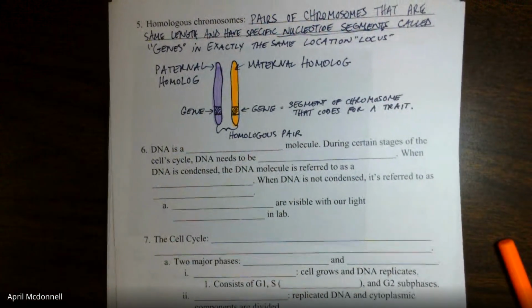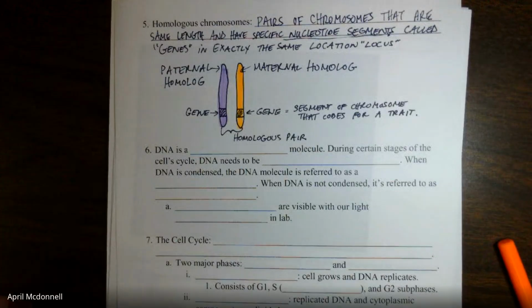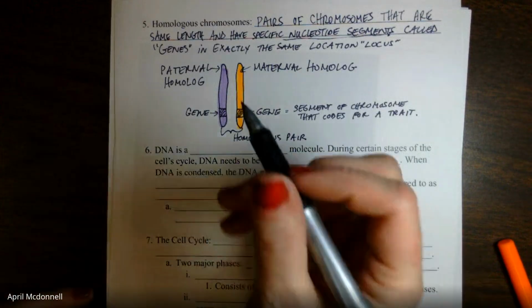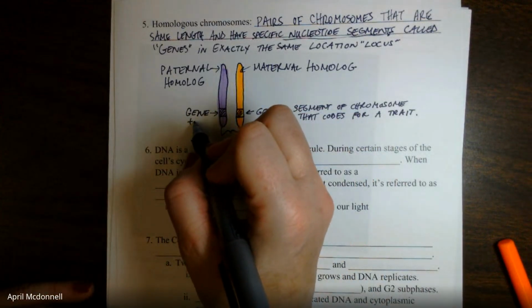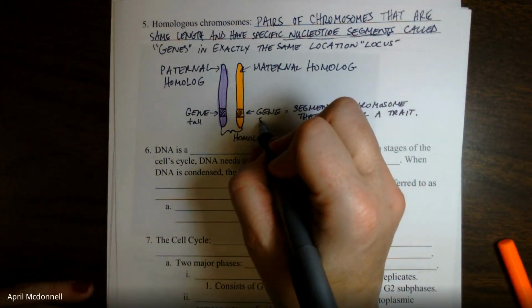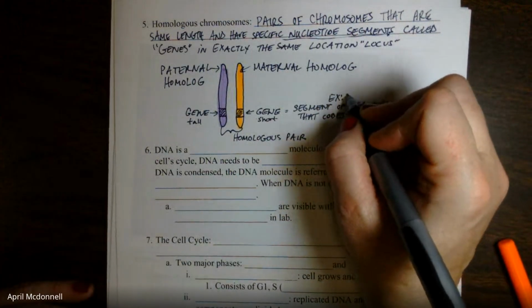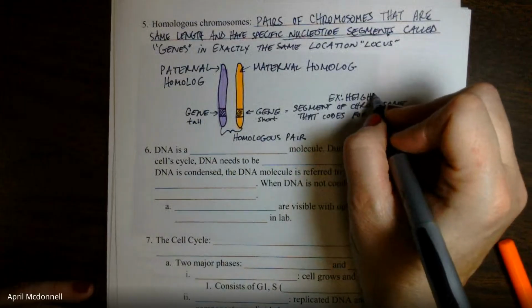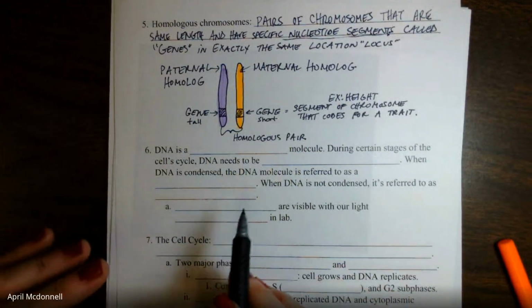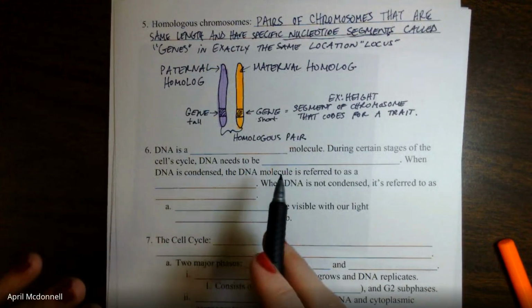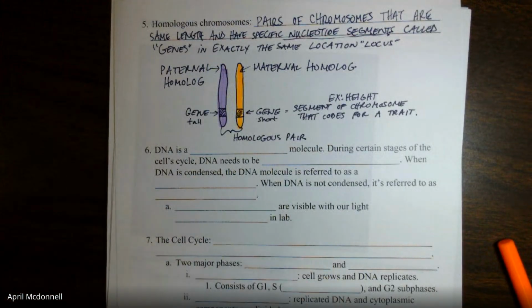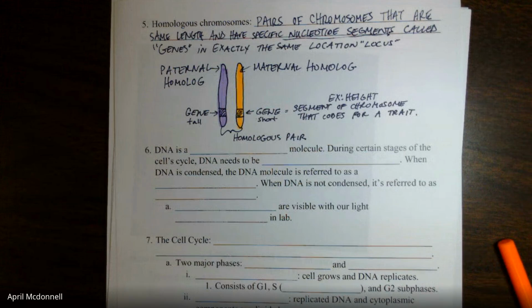A very basic example could be that maybe the trait is coding for height, and this gene codes for tall height, and this gene codes for short height, but both genes still code for height. We will learn more about alternative codes seen within genes and discuss the genetics behind that in chapters 13 and 14.